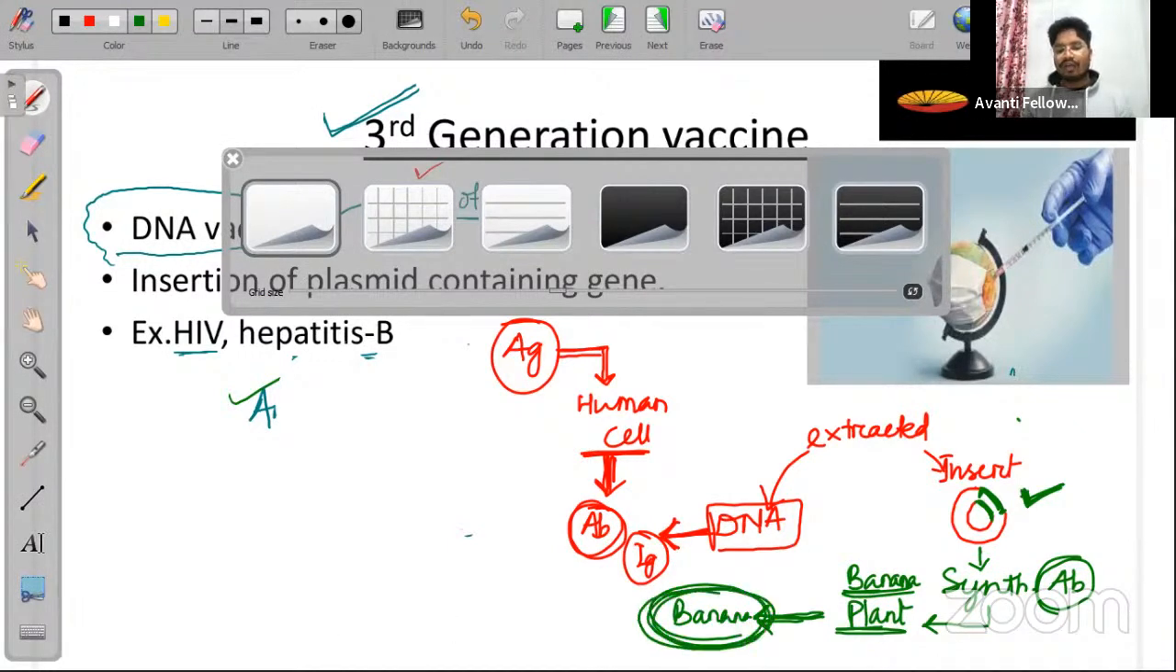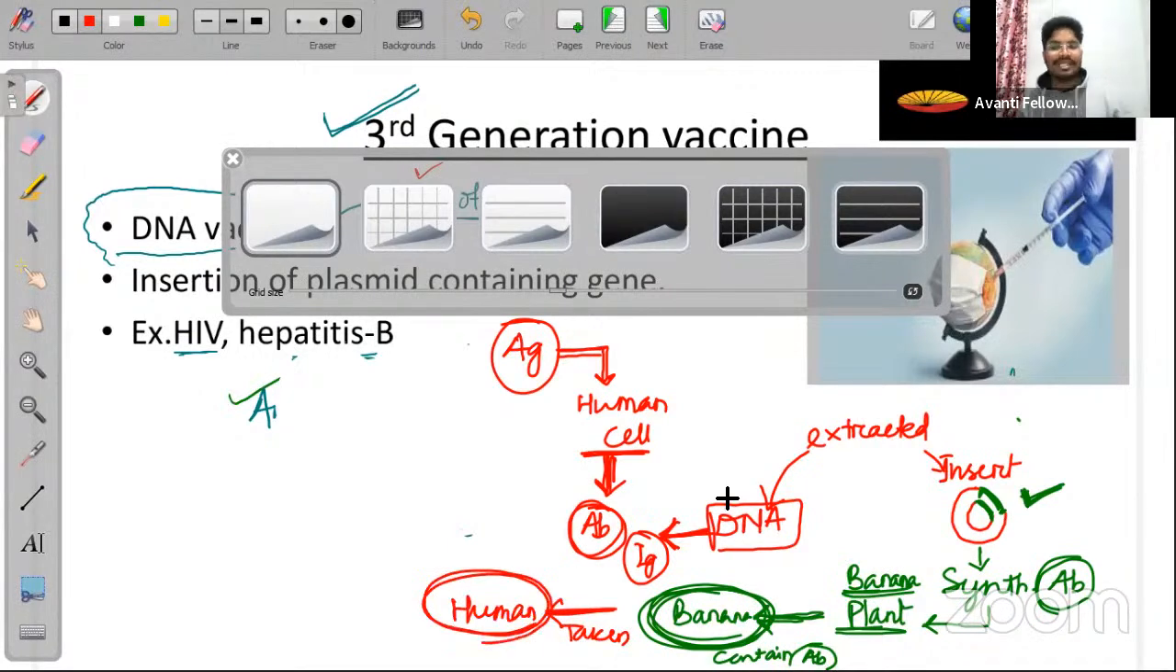Right, banana will have or contain antibody. That antibody will be taken by the human. अगर इसको ह्यूमन लेता है, then human will indirectly be taking the antibody instead of taking the antigen. Now what we are doing, we are taking the antibody. हम लोग एंटीबॉडी ले रहे हैं लेकिन अलग तरीके से. We are taking the antibody but in a different way.